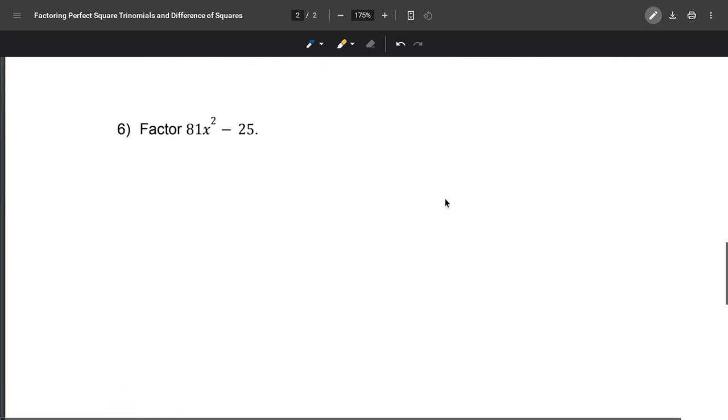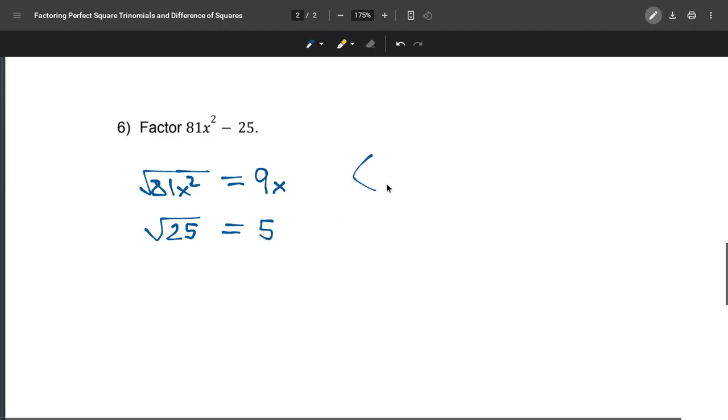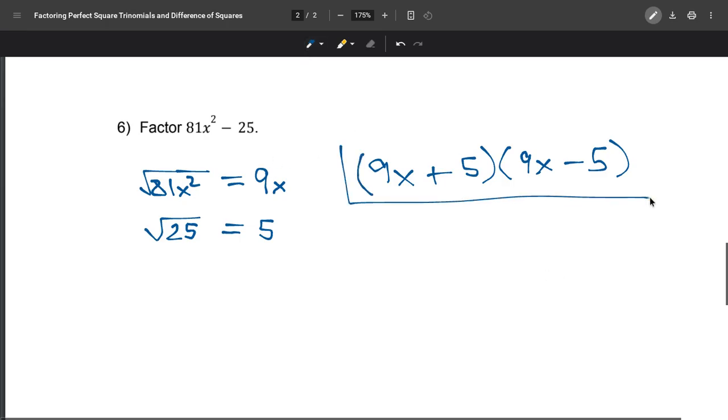Last one looks like a difference of squares. So I'll take the square root of 81x squared, which is going to be 9x. I'll take the square root of 25, which is going to be 5. So this is going to factor to 9x plus 5 times 9x minus 5. Let me fix the parentheses here. Okay, so that's my factored form for this last one.